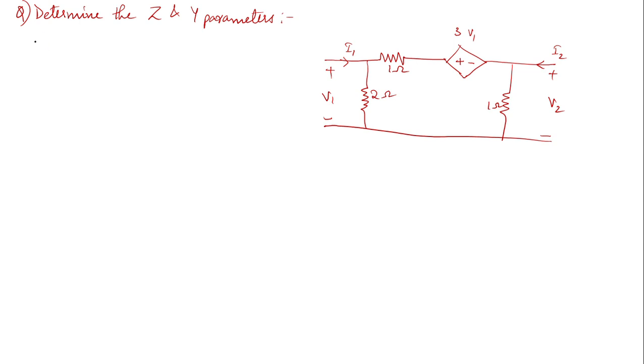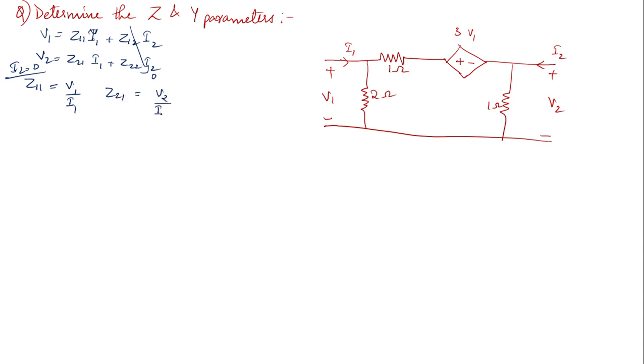Now you can just write down the equation for the Z parameter, that is V1 is equal to Z11 I1 plus Z12 I2 and V2 is equal to Z21 I1 plus Z22 I2. Now, if you put I2 equal to 0, you can get Z11. You will get Z11, that is V1 by I1, and you will get Z21, that is V2 by I1.